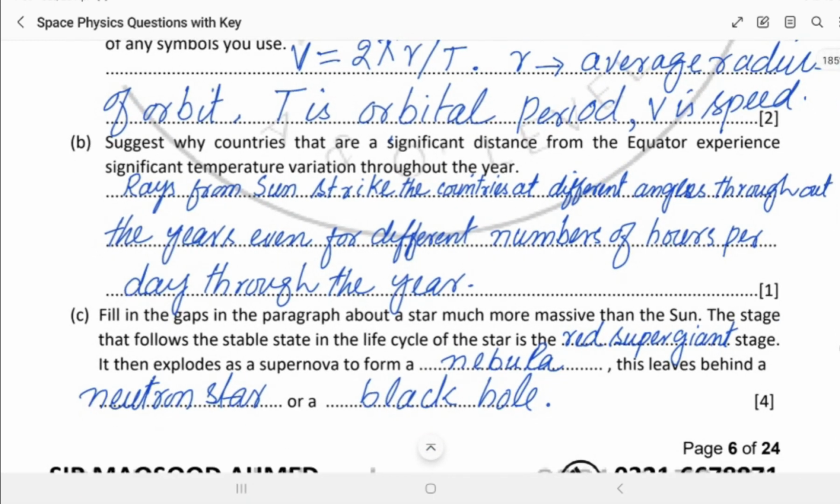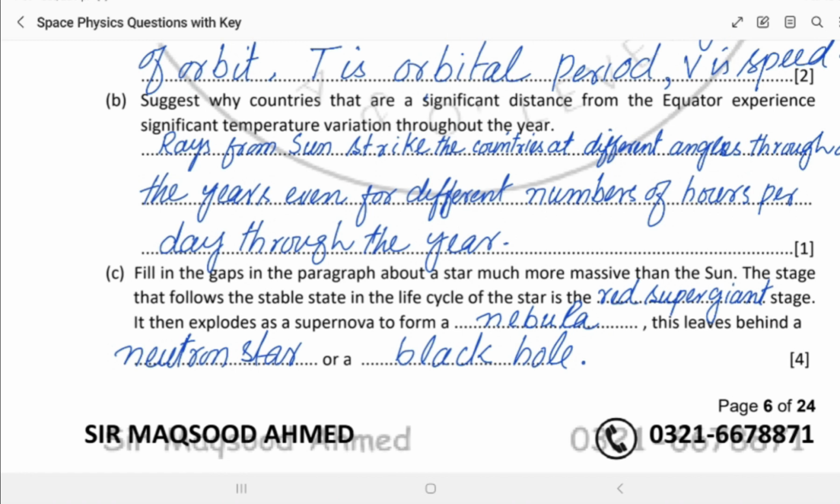Now part C, fill in the gaps in the paragraph about a star which is more massive than the Sun. The stage that follows the stable state in the life cycle of a star is the red supergiant stage. It then explodes as a supernova to form a nebula. This leaves behind a neutron star or a black hole.